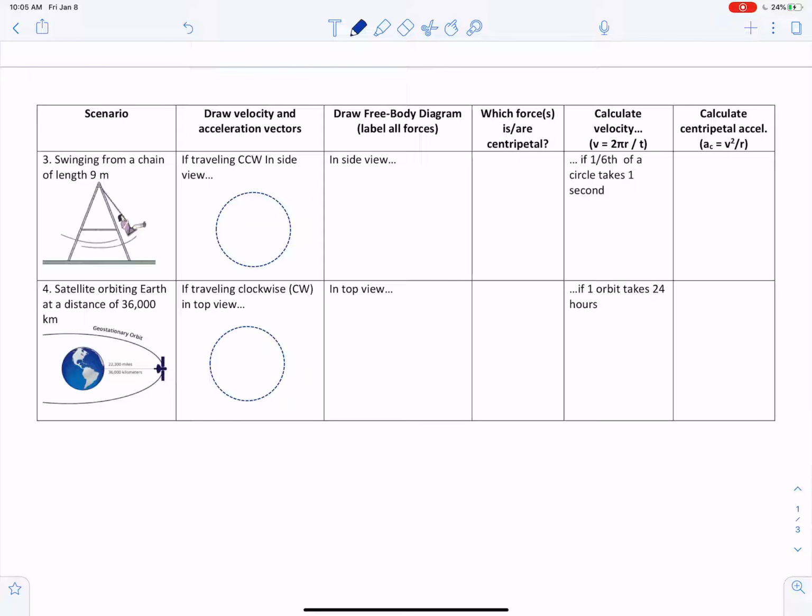Continuing on with two more examples of circular motion. Number 3, what if you were swinging from a chain that was 9 meters long? Okay. Well, how is this an example of circular motion? Well, because this path right here is part of a larger circle all the way around, right? So if you had enough speed, you could conceivably swing all the way around in a circle.